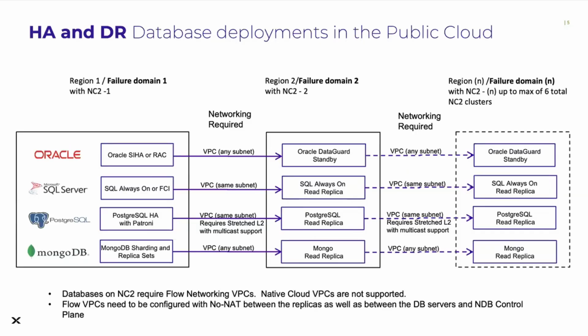They could be in the same NC2 cluster, or they could be in different NC2 clusters. And of course, you need to think about latency between regions. So you wouldn't want to do synchronous from East Coast Amazon to West Coast Amazon, but you could certainly do asynchronous, either in that region or in a different region. We do the same thing with Postgres, and we do the same thing with MongoDB.